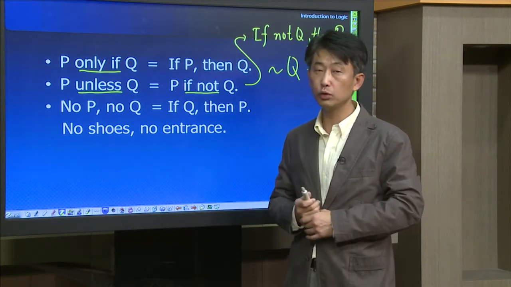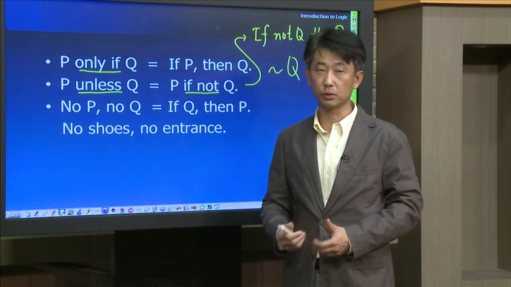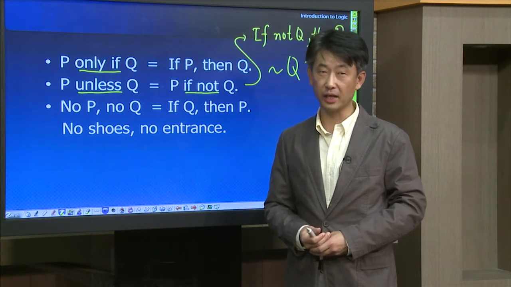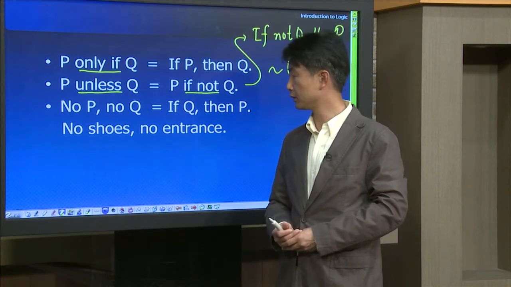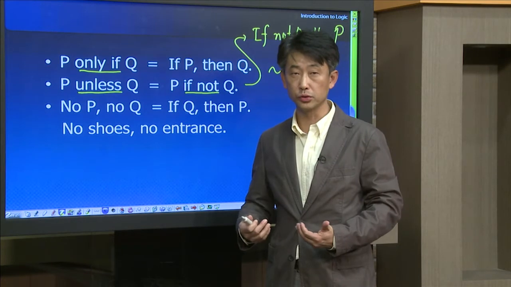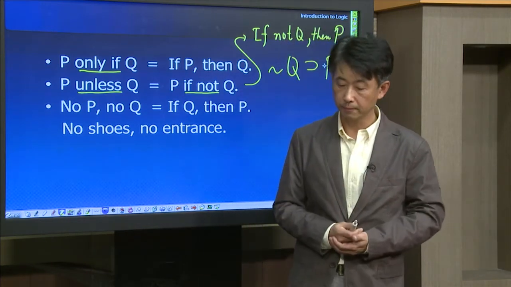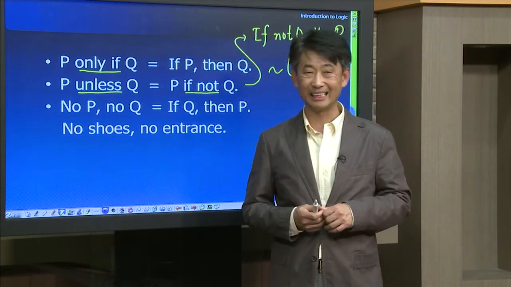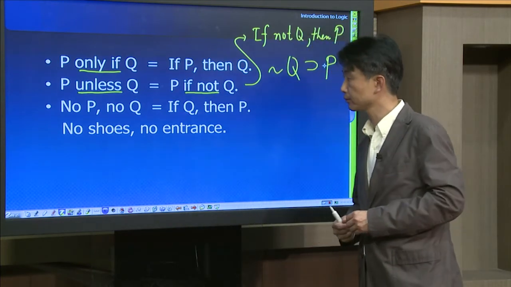It would be a mistake to read this as saying wearing shoes is a sufficient condition for entering a restaurant. That's a mistake. When someone says "no shoes, no entrance," what that means is wearing shoes is just a necessary condition. You have to wear shoes to enter. But just wearing shoes in itself may not be sufficient for entrance.